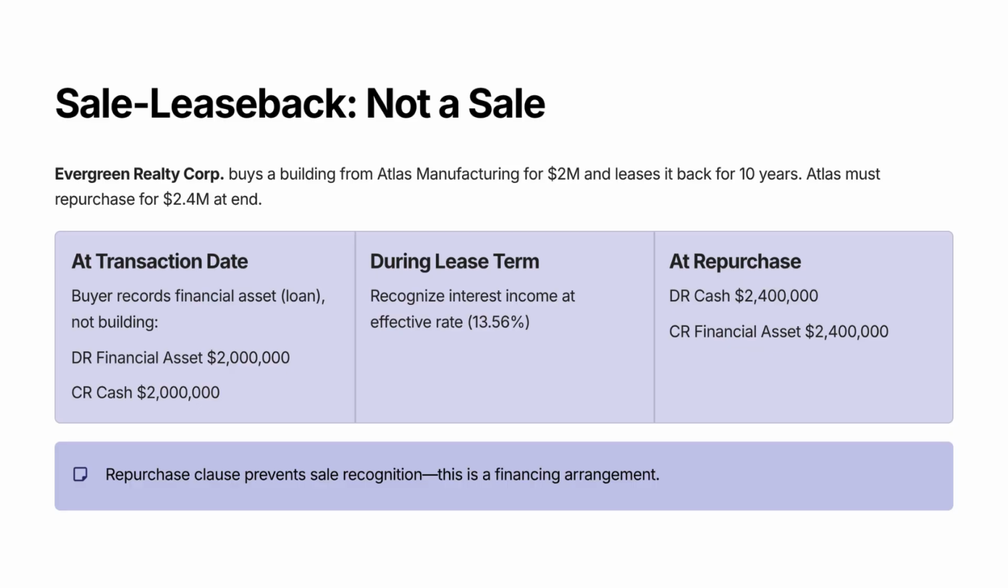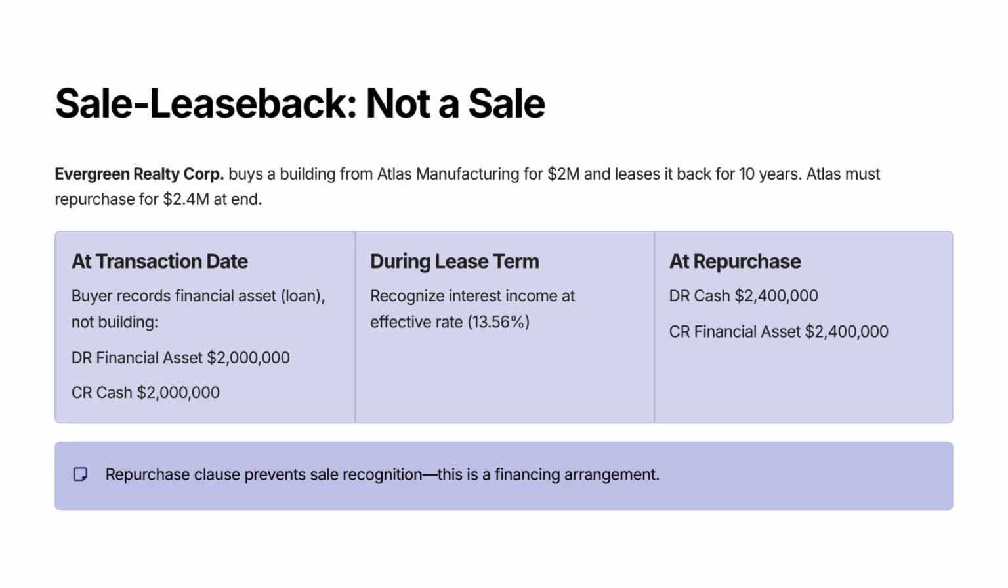If it's not a sale, the buyer-lessor doesn't record the asset. Instead, they record a loan receivable. Debit financial asset loan, credit cash. Interest income is earned using the effective rate. Example, not a sale. Evergreen Realty Corp. buys a building from Atlas Manufacturing for $2 million and leases it back for 10 years. Atlas must repurchase it for $2.4 million at the end.